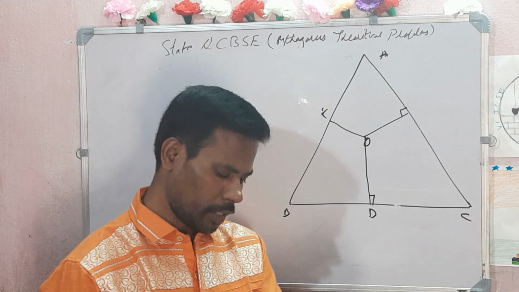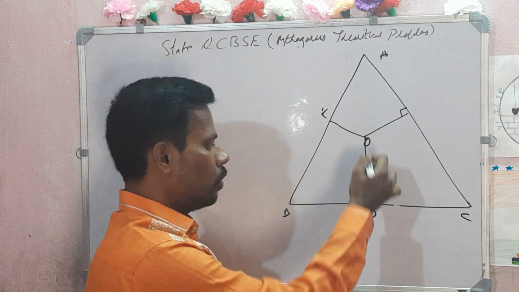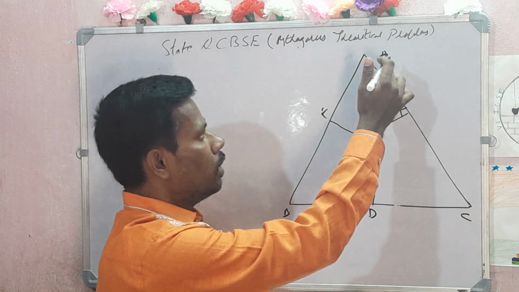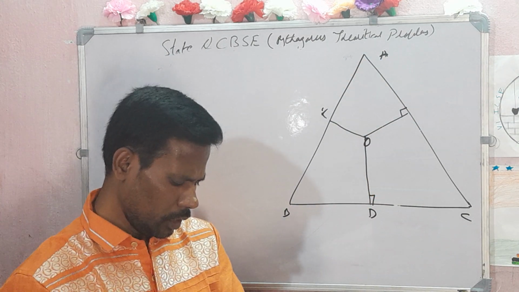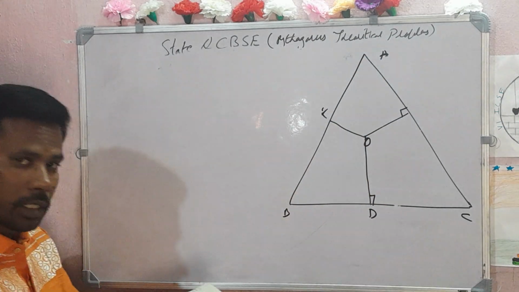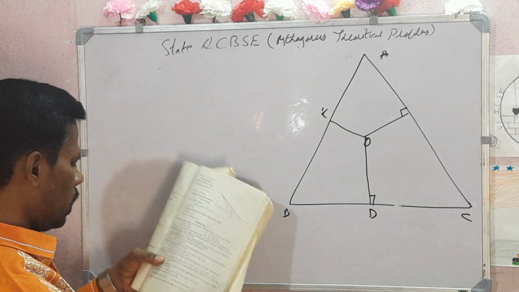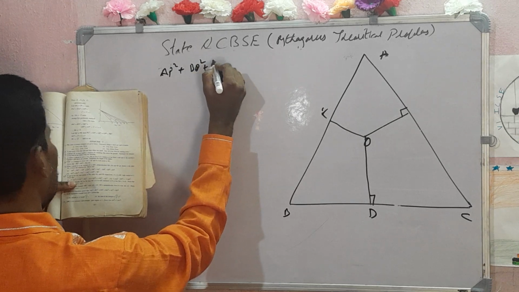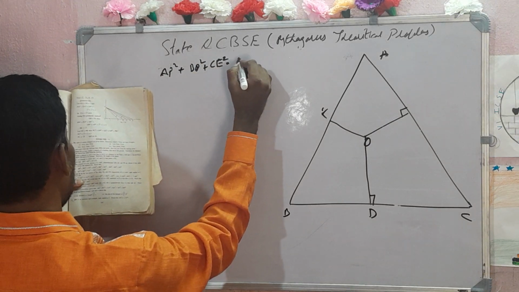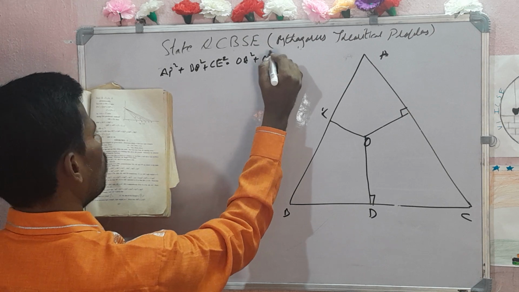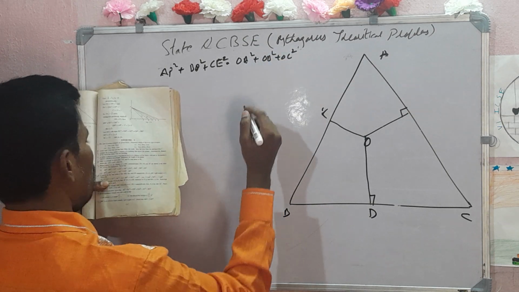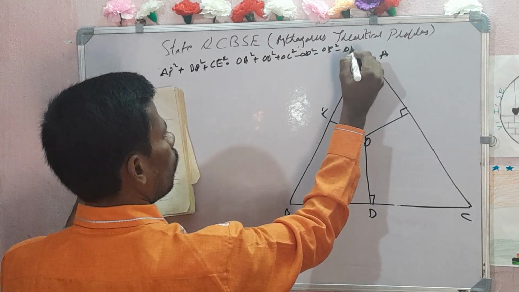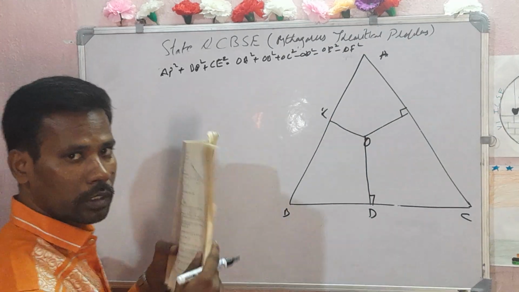From a point O in the interior of triangle ABC, perpendiculars OD, OE and OF are drawn to the sides BC, CA and AB respectively. Prove that, they are asking a very important question, prove that AF square plus BD square plus CE square is equal to OA square plus OB square plus OC square minus OD square minus OE square minus OF square. First, let us prove this one.